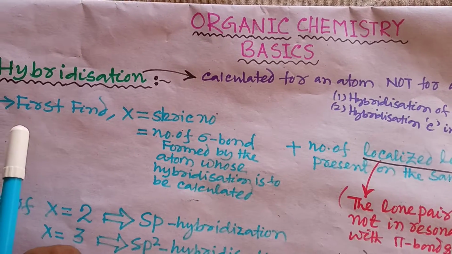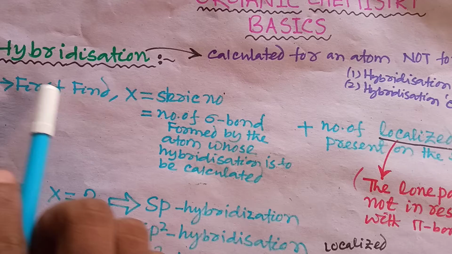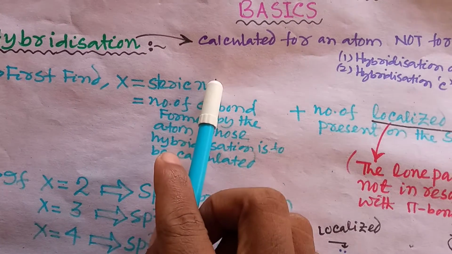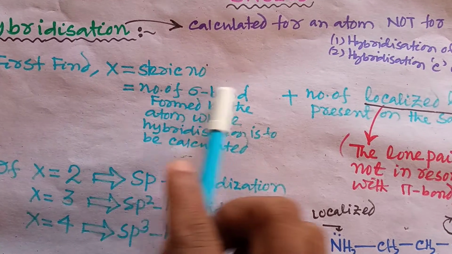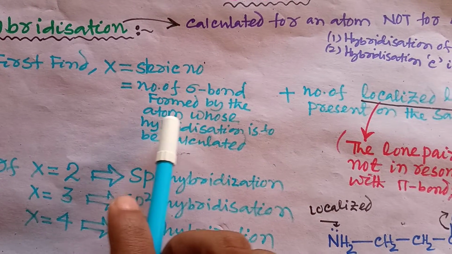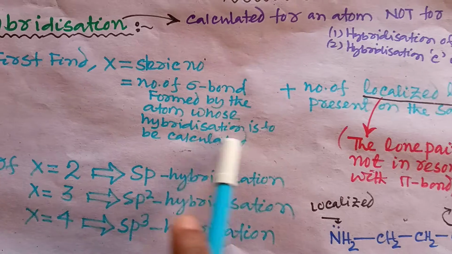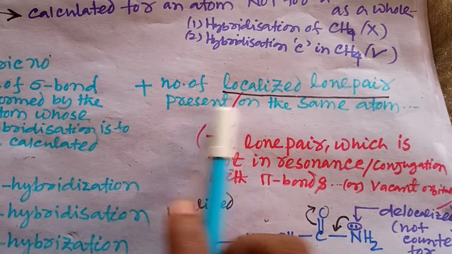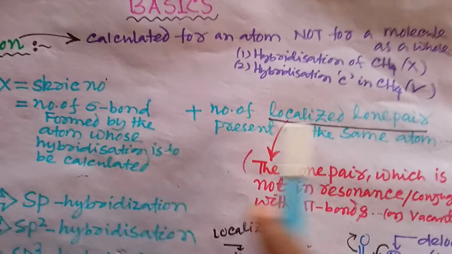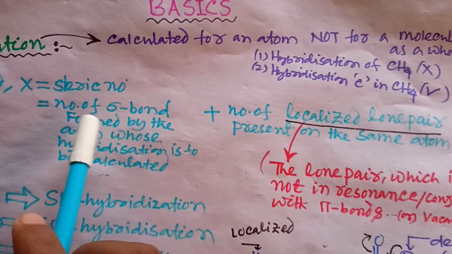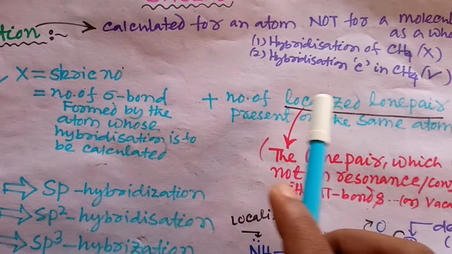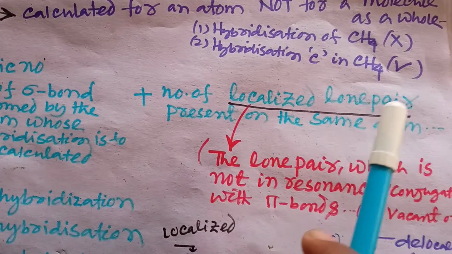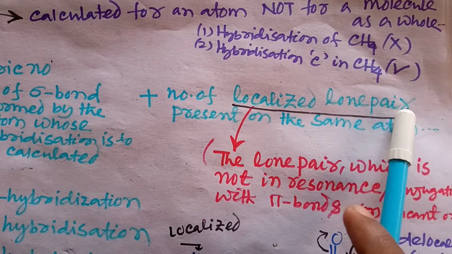In order to find the hybridization, first of all you have to find the value of X, which is nothing but the steric number, and which is equal to the number of sigma bonds formed by the atom whose hybridization is to be calculated, plus the number of localized lone pairs present on the same atom. You have to find this sum, that means the number of sigma bonds and the number of localized lone pairs. So let's see the meaning of localized lone pair.